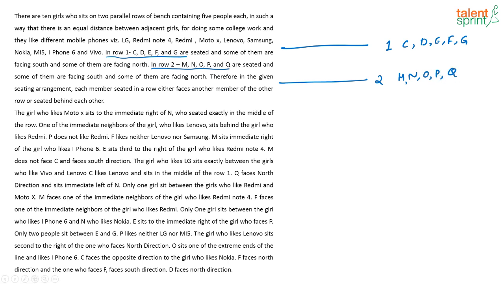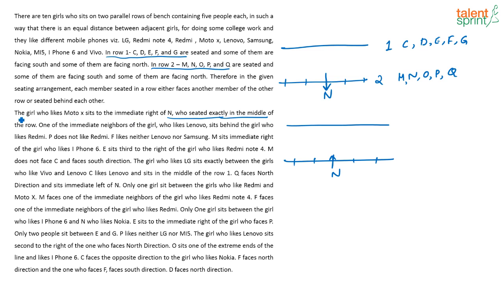The girl who likes Moto X sits to the immediate right of N, who is seated exactly in the middle of the row. Okay, in the first statement itself. In each row, how many people are there? 1, 2, 3, 4, 5. So N is here. Now the girl who likes Moto X is sitting to the immediate right of N. Again, I don't know the direction of N, so there are two possibilities here. Either N can face downwards or N can face upwards. Right away I am splitting it into two cases.